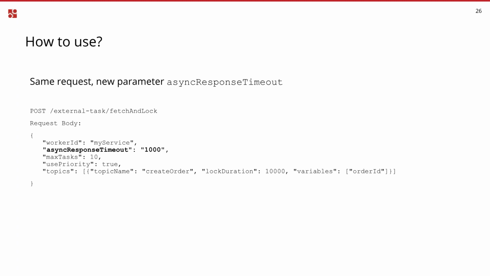Then how, as a user, can you now use this? It is actually quite simple because the fetch and lock request was already there. The only thing that we have changed is there's a new property in the request body. So if you set this parameter async response timeout, in this example, I've set it to 1,000, so this would be 1,000 milliseconds. Then that means when I send a request, the engine is going to wait up to a second if no task is available, and only then it's going to return the response. So if you have already the external task pattern in place, then you can just add this parameter, and then you need to do a lot less frequent polling.